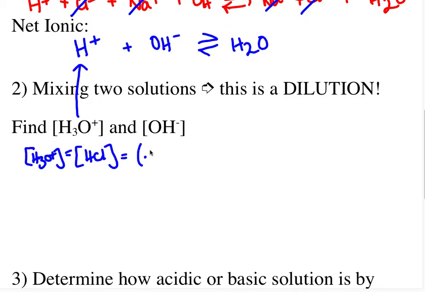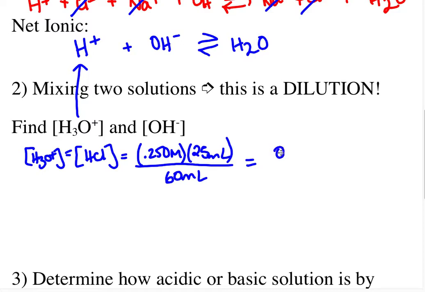So the initial concentration is 0.250 molar. Initial volume is 25 milliliters of our HCl, and then our final volume is the mixture of the HCl and the NaOH, which is 60 mils. Multiply the top, divide by the bottom, and this gives us 0.10416 repeating molar. And I've written down quite a few digits there because I'm not going to round it off until I get to the end.